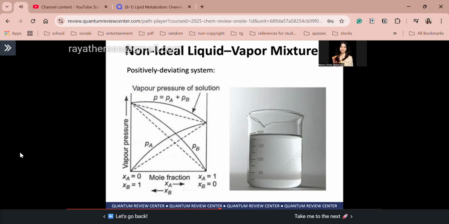So guys, ano mangyayari kung weaker ang interactions ni ethanol and hexane? So the molecules will be less tightly held together. Ano mangyayari kung less tightly held? Then it gets easier for them to escape into vapor. Kaya tataas ang ating vapor pressure than expected. Therefore, we have a positive deviation.